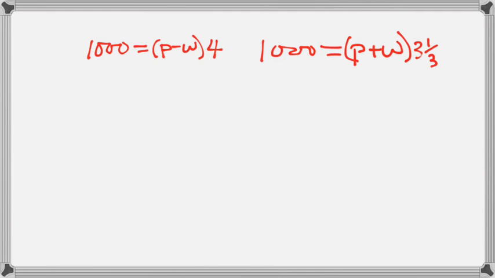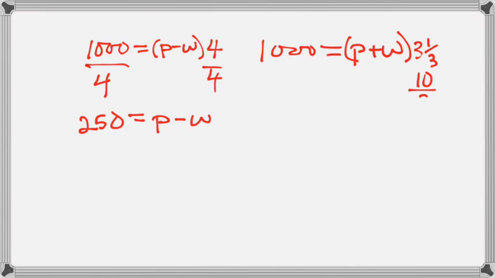Would you divide the 4 and the 3? Let's get rid of this 4. Very nice. And so I'm going to get 250 is P minus W. And over here, I'm going to divide by a mixed number, which sounds simple, but it's not. So I'm going to change this into an improper fraction. What's 3 1/3 as an improper fraction? 10 over 3, very nice.